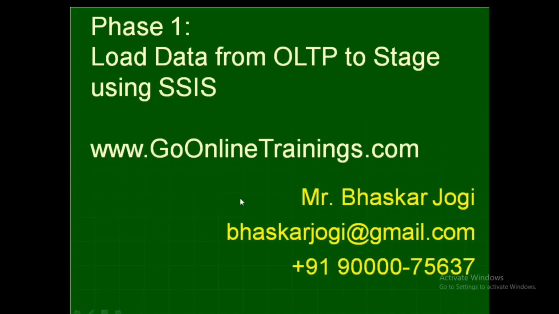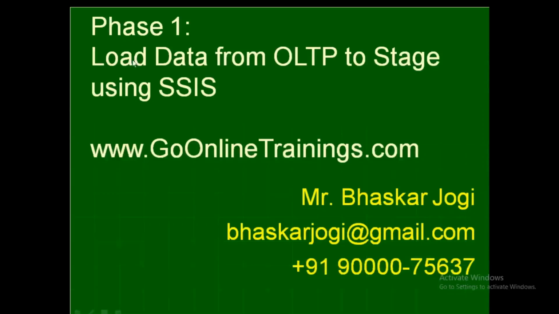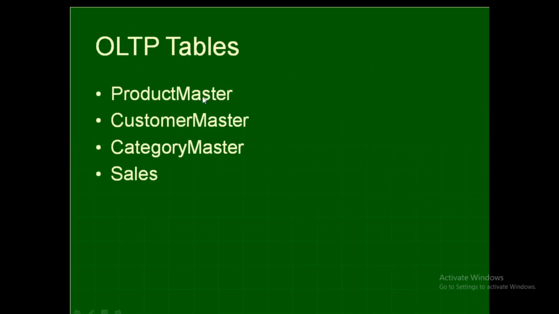Clear? Now, phase number one is to take the data from OLTP and initially load it into the stage database. I have to create one more database called Amazon Stage, which is not there as of now. Load the data from OLTP to stage using SSIS. In OLTP we have a product master table, customer master table, category master table, and a sales table. We have these four tables.